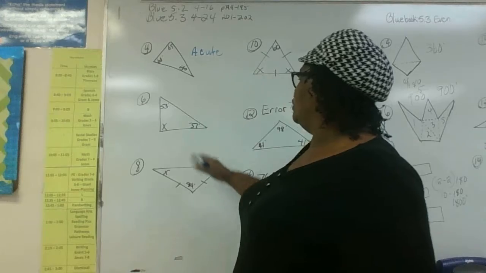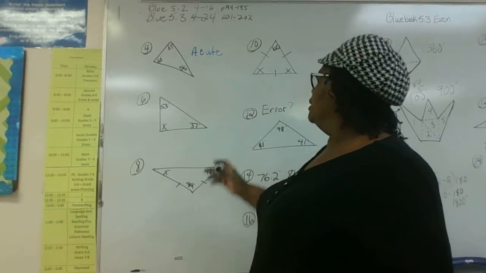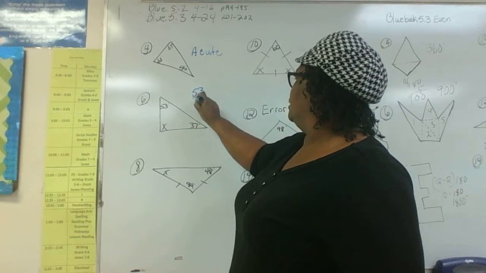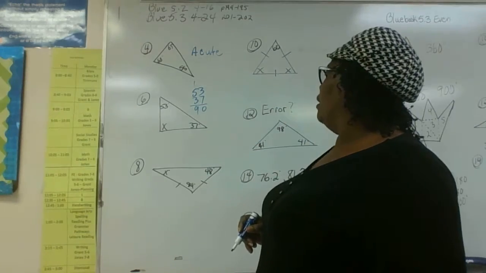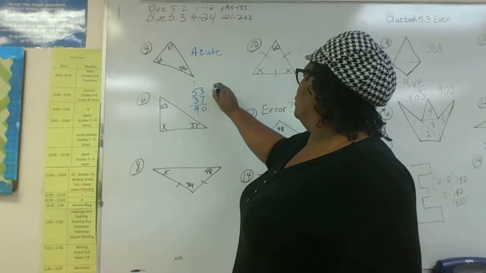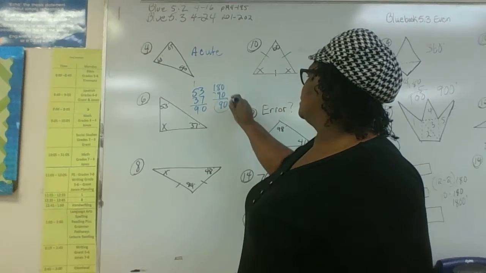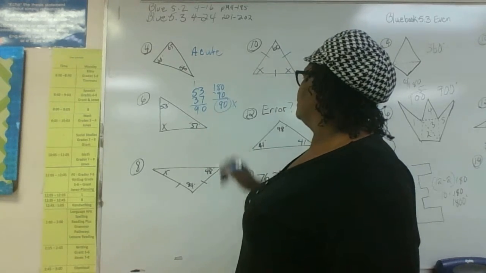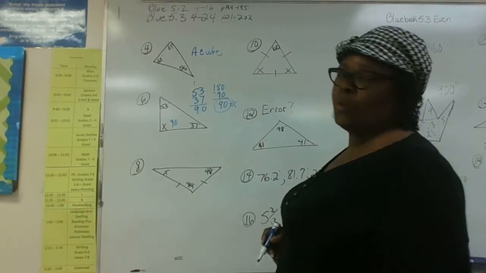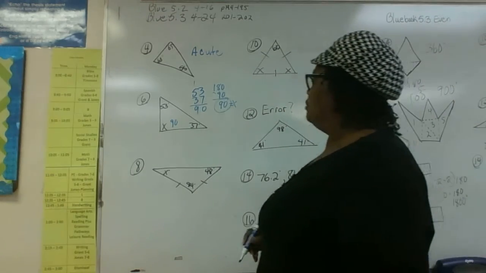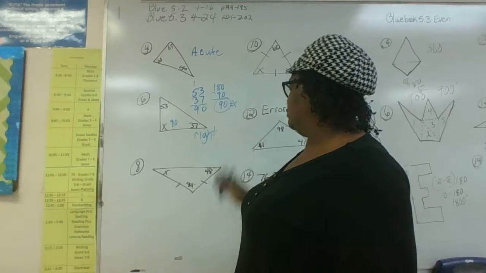All right, on number 6, it says find the value of x, then classify the triangle. We know that all three angles should equal 180. So if we have 53 and 37, that's 90. The balance, 180 minus 90, gives us 90. That's the measure of this x here. If this is 90, then that is a right triangle, because that one angle is right.